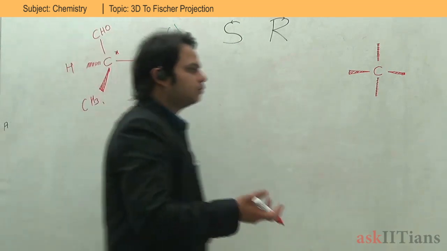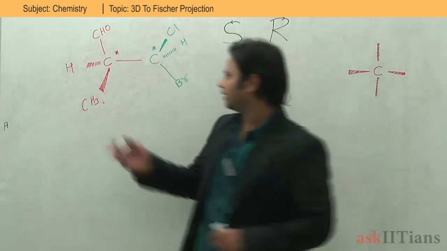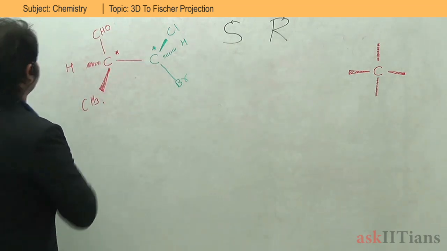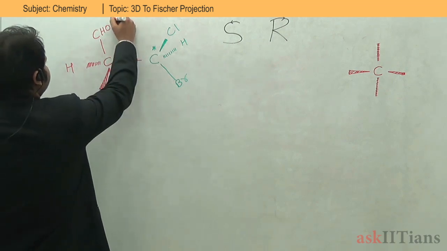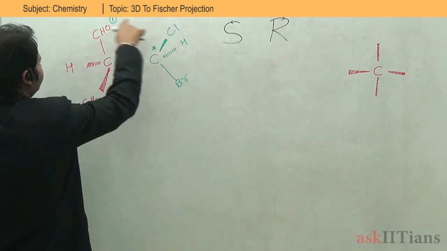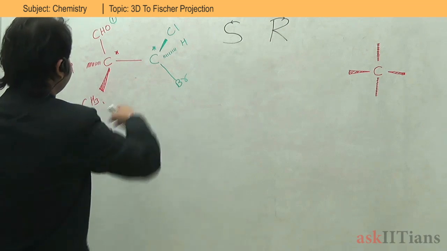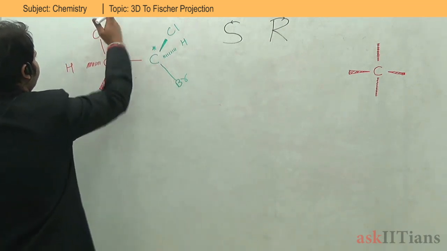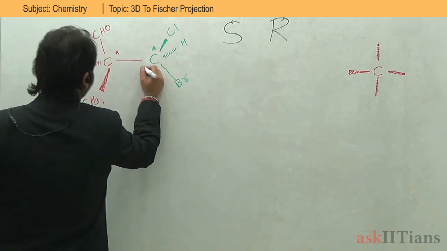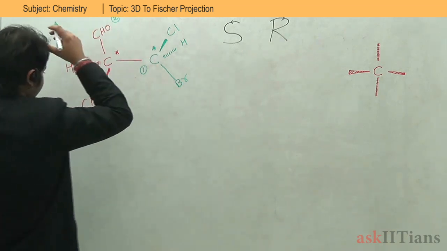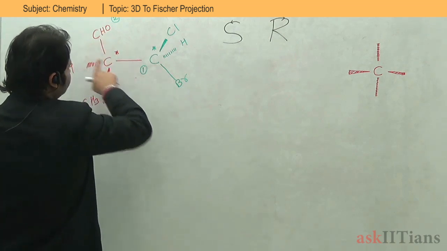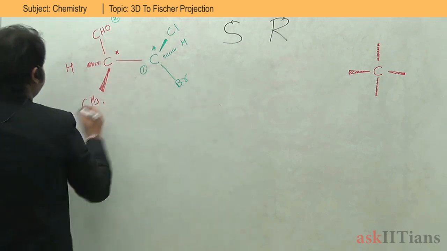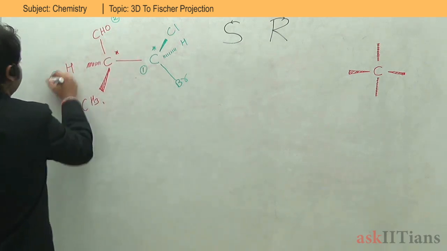First, same thing: you need to define the configuration. For that you need to place the priorities. I'm taking CHO as the first one, because that C is directly attached to O, and over here there is a C directly attached to Br. Which one is greater, O or Br? Br. So this is my first position, and this is my second. This C is directly attached with 2 O, and this one is attached with Br and Cl. Both are greater, so this is obviously my first, this is my second, this is my third, and this is my fourth, right?